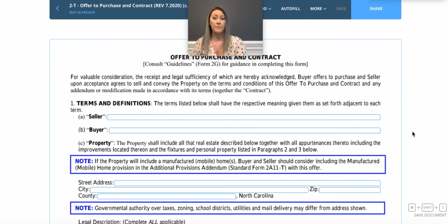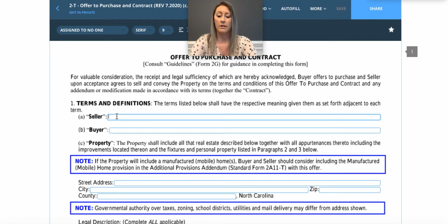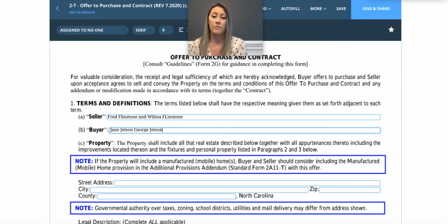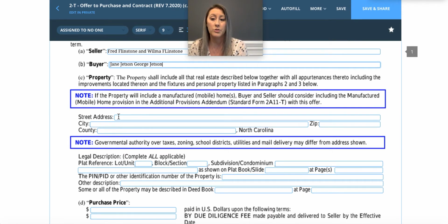So let's get started. First, we're going to put in the seller's name. And your buyer's names, which again, we're going to use Jane and George. And again, keep them separate and use their full legal names. Next, we're going to put in the street address.